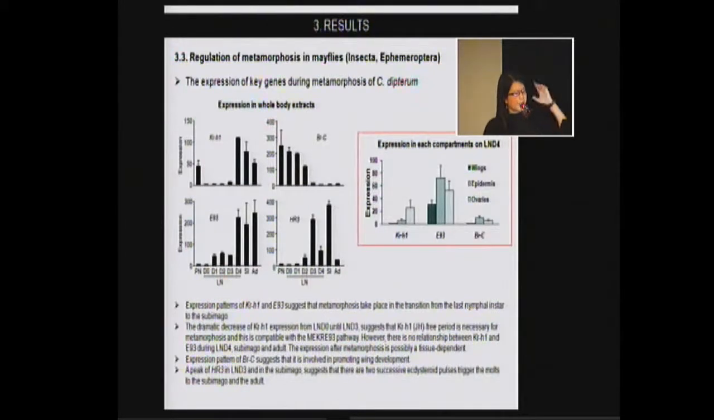So the expression pattern of broad complex suggests that it should be involved in wing development, similar to another hemimetabolous insect. And finally, a peak of HR3 that we found on day 3 of the last nymphal instar and in subimago suggests that there are two ecdysteroid pulses that trigger molting, first into subimago and then to become adult.